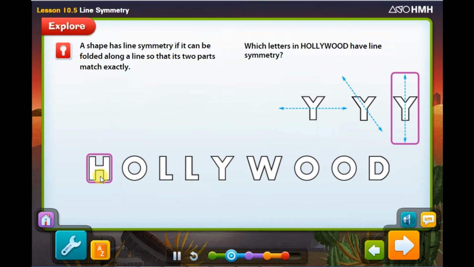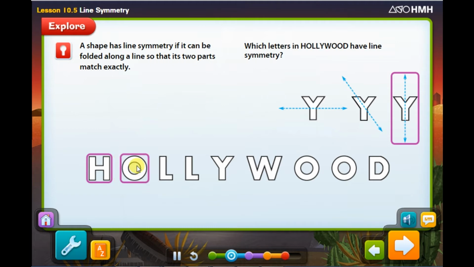Does O have line symmetry? Yes, many. It has lines of symmetry vertically, horizontally, and diagonally. When O is folded either horizontally or vertically, it has line symmetry.